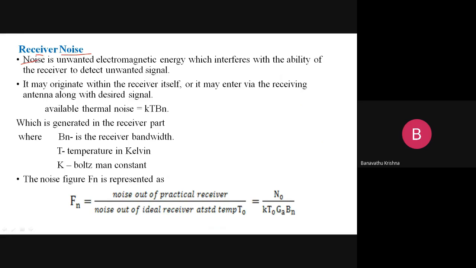First, noise is unwanted electromagnetic energy which interferes with the ability of the receiver to detect the desired signal. Next, it may originate within the receiver itself also.